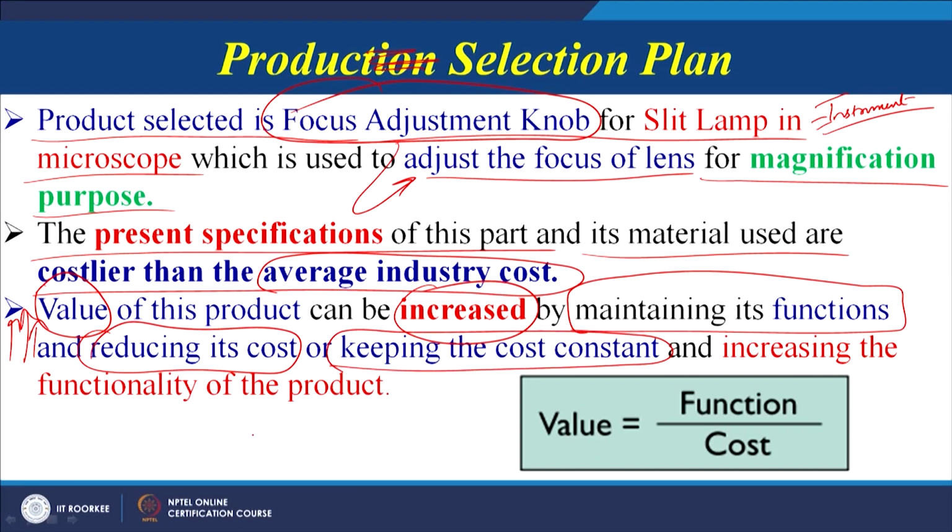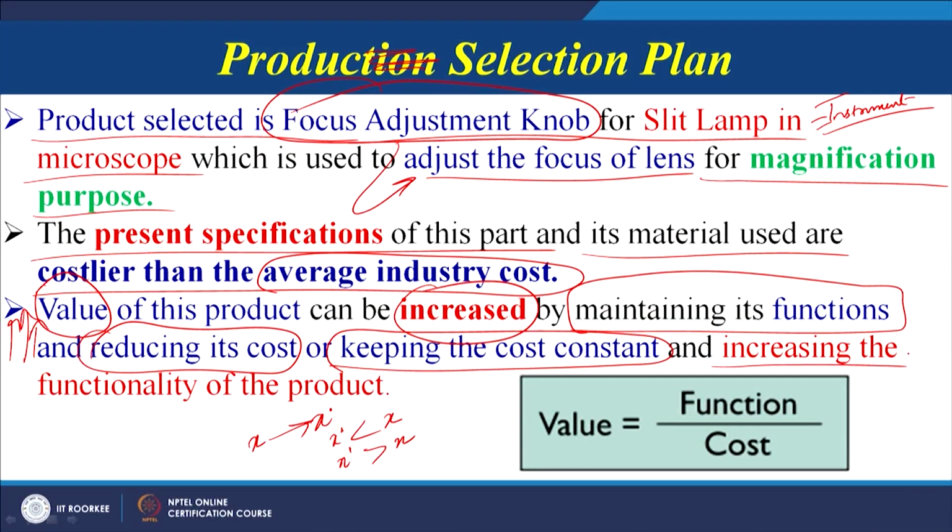So as I have already told, suppose the initial cost is x, we are changing it to x dash. Now x dash can be less than x, or x dash can even be greater than x. So the change in cost can be the same, it can be higher also, it can be lower also, but the focus has to be on maintaining the functions of the product. So we have to ascertain that the function is not compromised, and in other cases, we have to increase the functionality of the product.